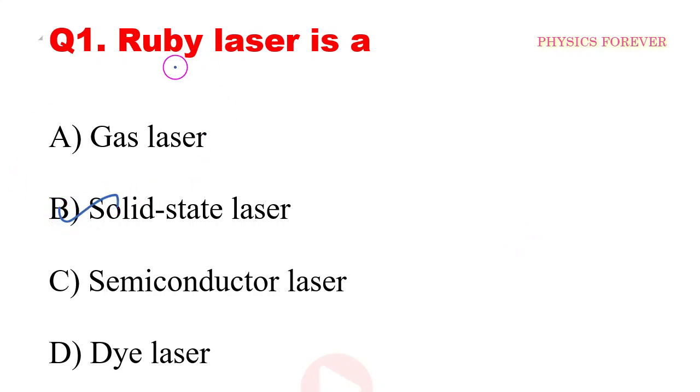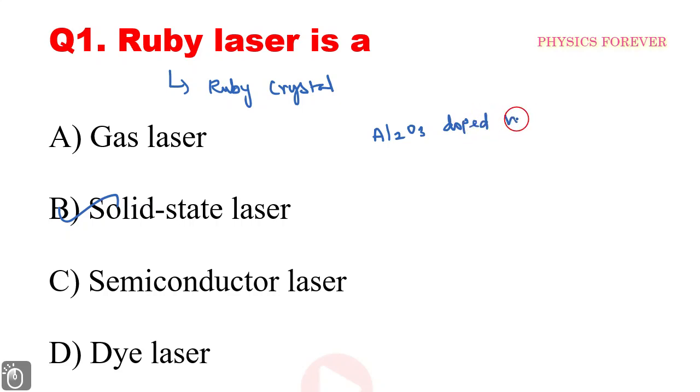Okay, ruby laser uses a ruby crystal. So here what material do we use? It is aluminum oxide doped with chromium. Okay, that is important. So in the upcoming MCQ we will discuss those things. Okay, so ruby laser is a solid state laser that uses a ruby crystal, that is aluminum oxide doped with chromium, that is the active medium. Okay, here this one is the active medium.